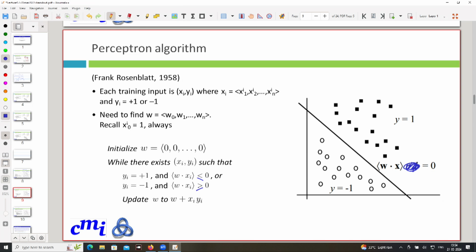So this is my algorithm. It's very simple, as you can see, it's just adding some vectors to some other vectors, and that is all it is doing. And the claim is that it will eventually find a linear separator for the given training data set if there is a linear separator.